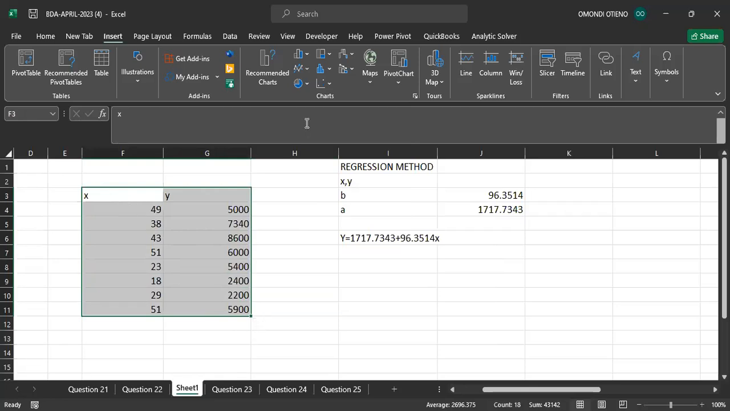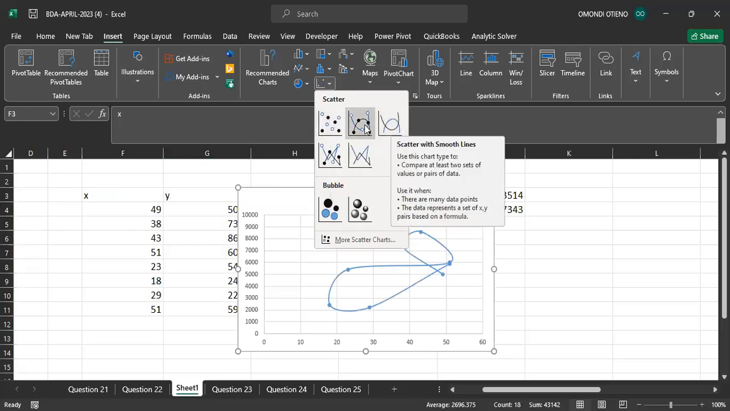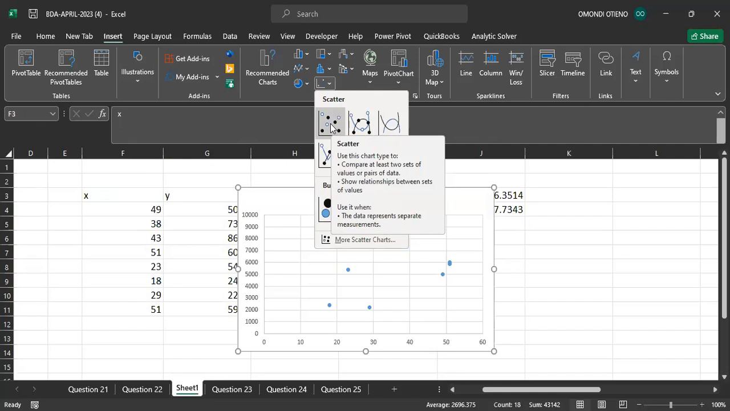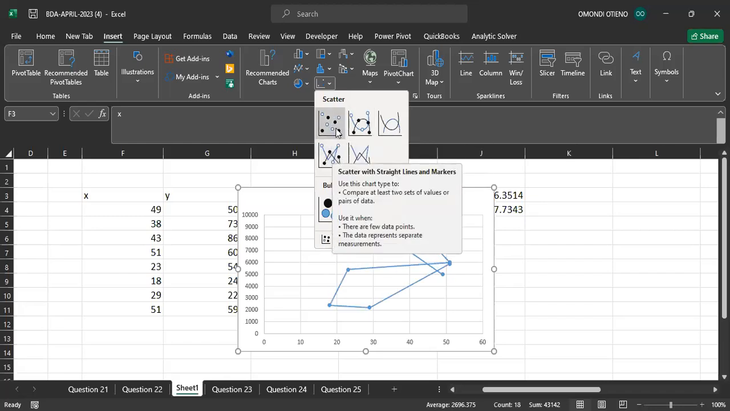Once that is done, highlight it, go to insert, come to this part. Pick any of the options that you'd like. So look at what we have here. Our data is scattered, right? Let's pick the first one, or even the complete one. Look at how it is appearing.